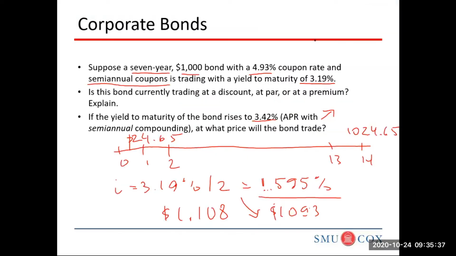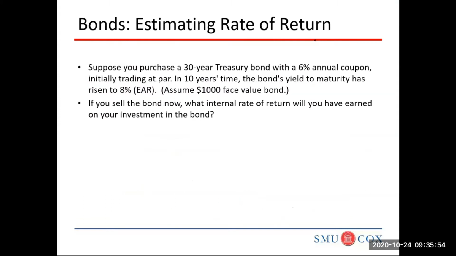What I'd like to do next is explore this dependence between the interest rate, or yield to maturity, and bond prices. We've just seen that if you raise yield, your price goes down. So we'll build upon that theme and solve this problem here. Suppose you purchase a 30-year treasury bond with 6% annual coupon. So it's not semi-annual, we'll just make it simpler.